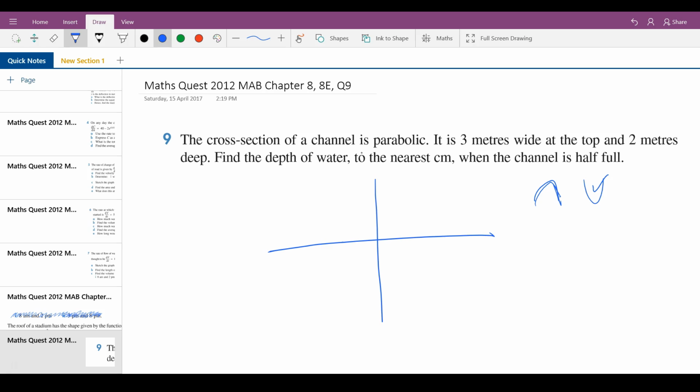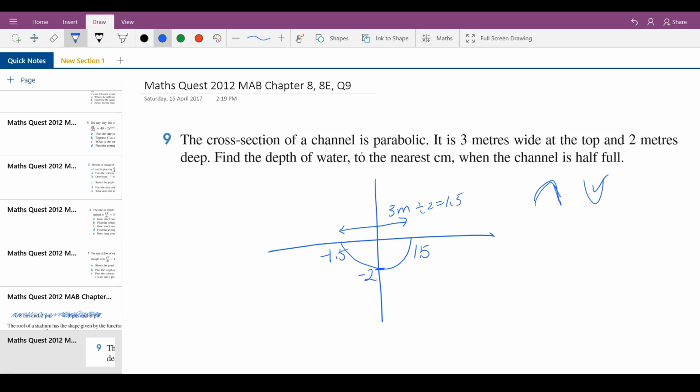So it says it's 2 meters deep, so we go to -2. And then it is 3 meters wide at the top. So let's draw the shape first, like that. Since the total distance is 3 meters, that must be -1.5 and that must be 1.5. You divide it by 2, you get 1.5, so 1.5 from both sides. Okay, so we got a parabolic graph that looks like that.